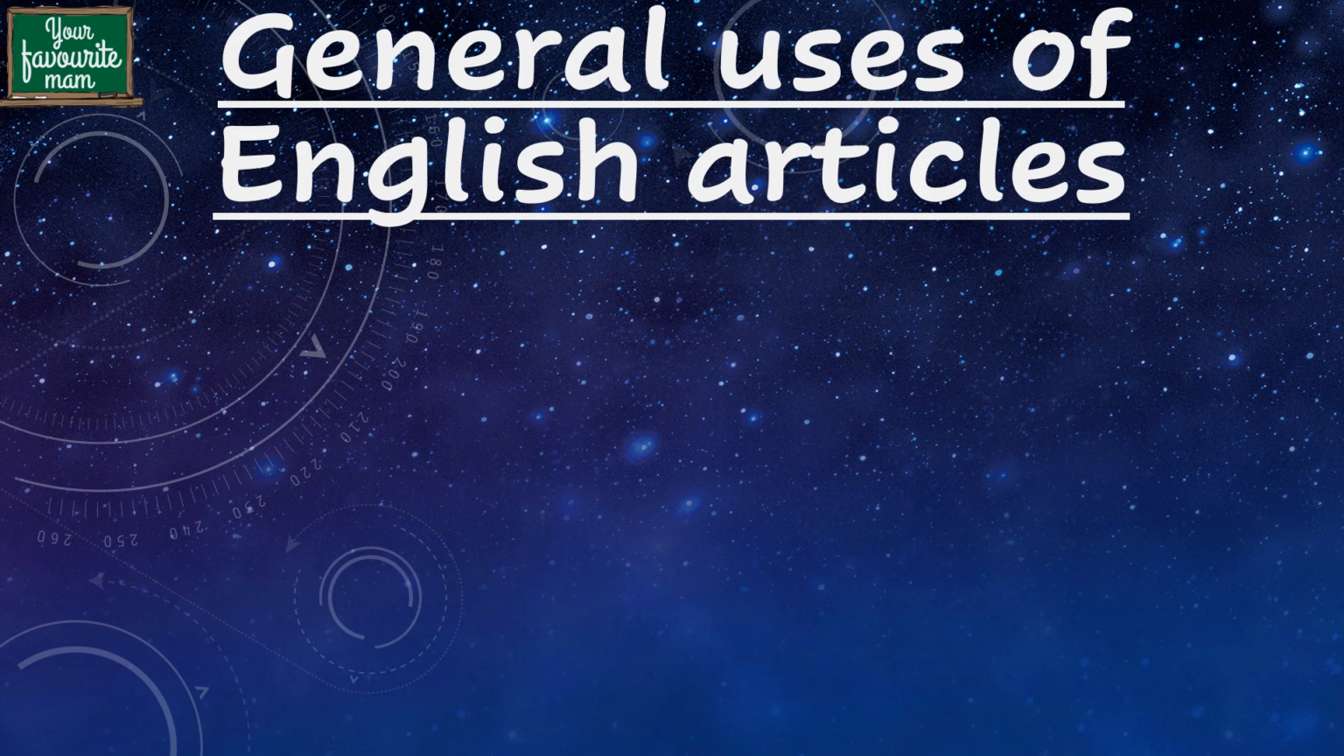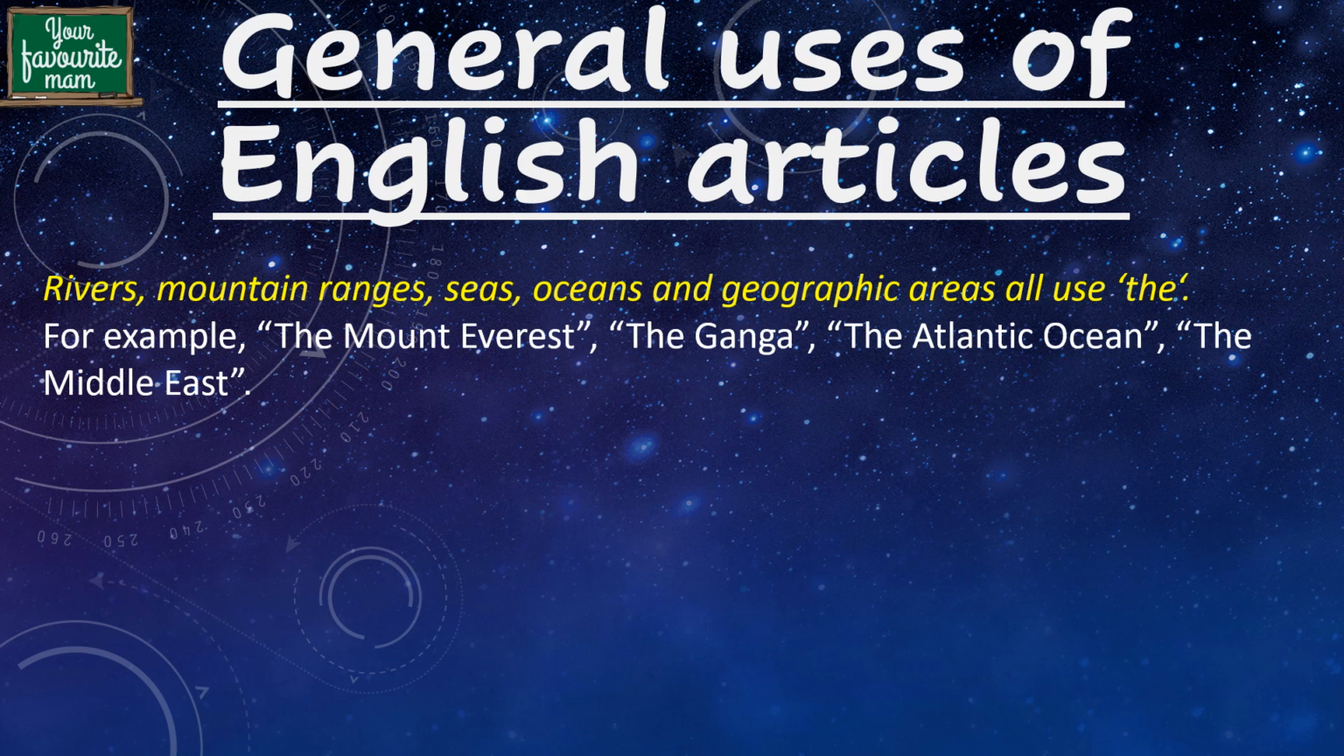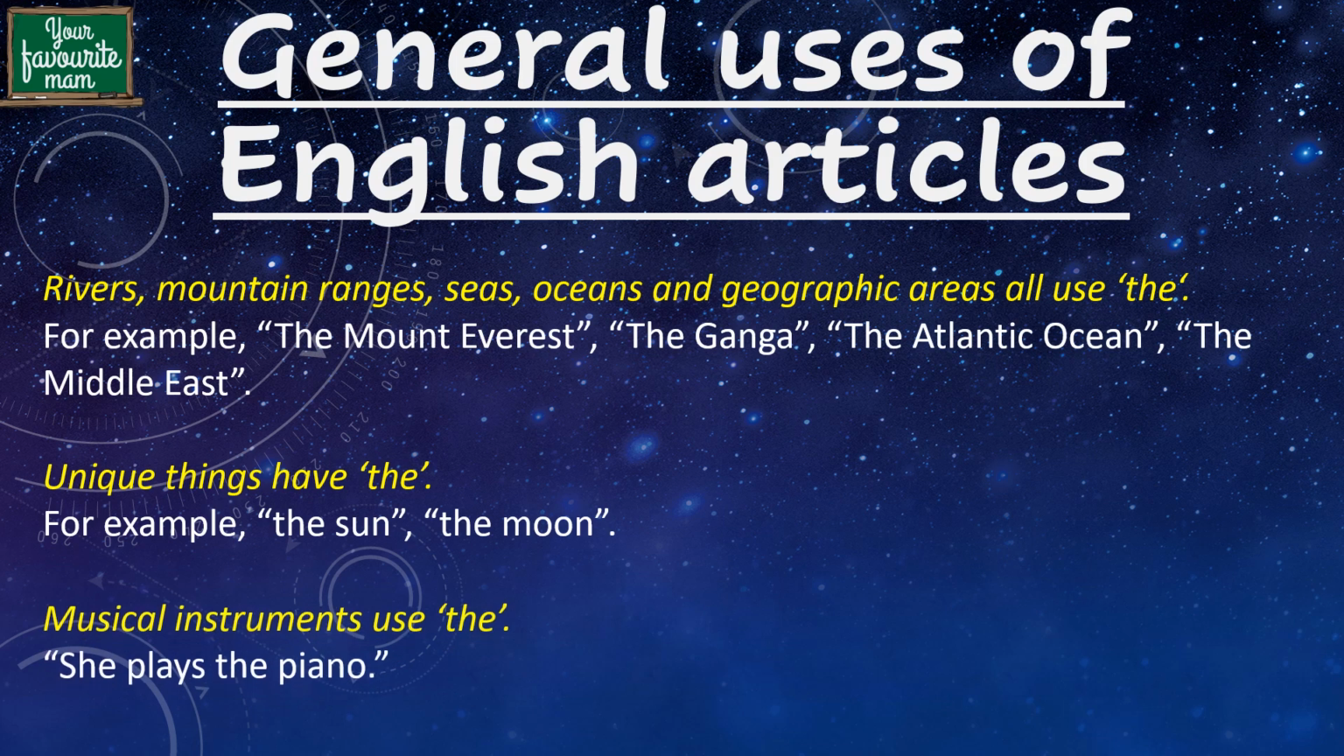Now let's talk about some general uses of English articles. The names of rivers, mountain ranges, seas, oceans, and so on all use the before them. For example, the Mount Everest, the Ganges or the Ganga, the Atlantic Ocean, the Indian Ocean, the Middle East, the Pacific Ocean, etc. Unique things have the before them, like the sun, the moon, and the earth. Musical instruments use the, like she plays the piano, or she plays the guitar, or she plays the violin.